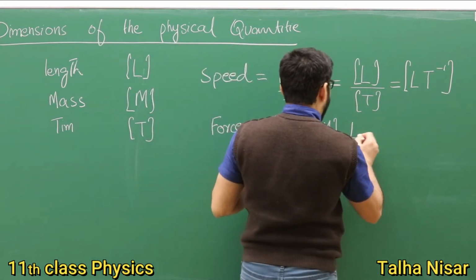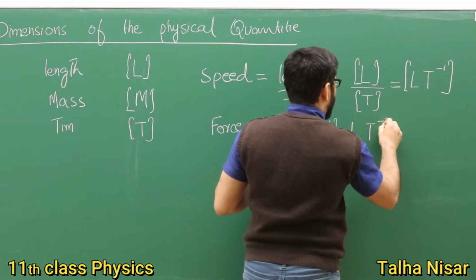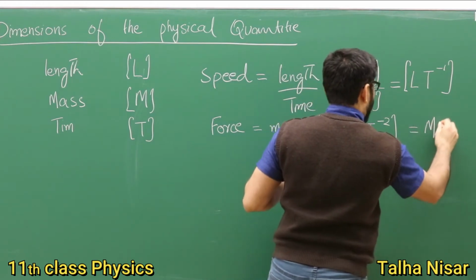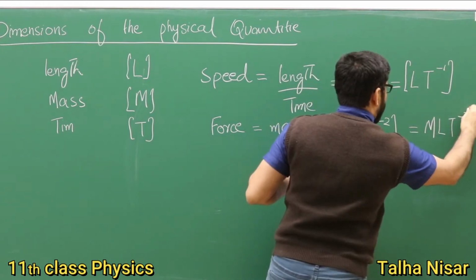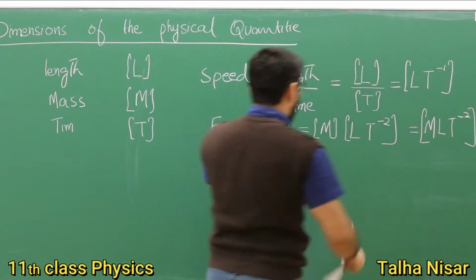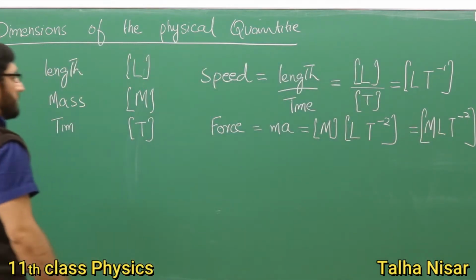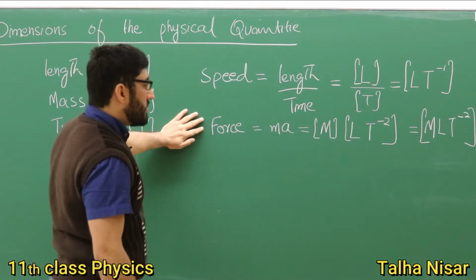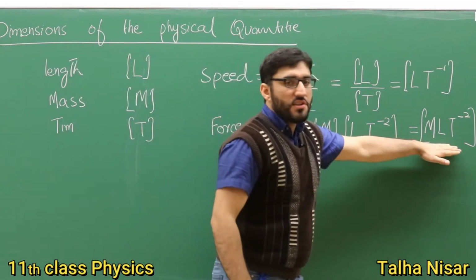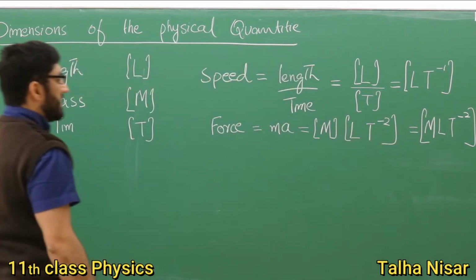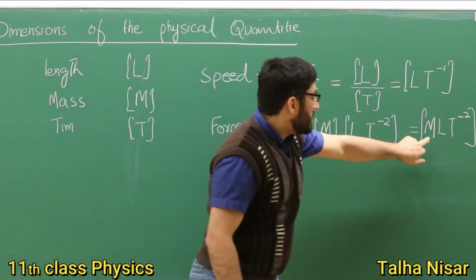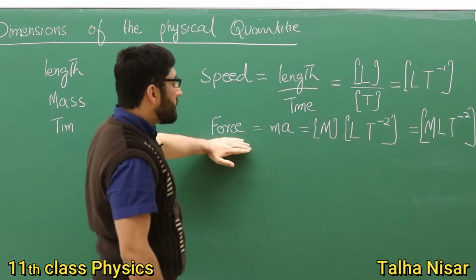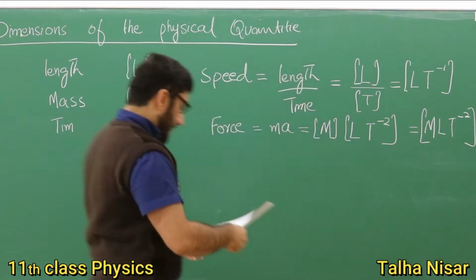So it will be L T minus 2, or we can also write M L T minus 2. So this is how we write the dimensions of the equations, for example. So now we can see force is a derived quantity, but we wrote this in terms of the 7 basic quantities. So now here the basic quantity we see here, the mass, the length, and the time. So we relate the derived quantities to the base quantities.